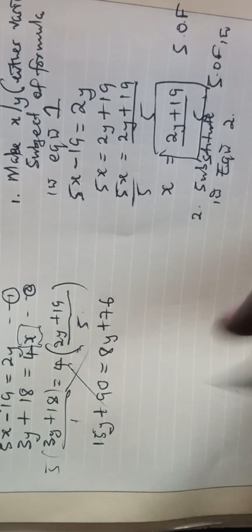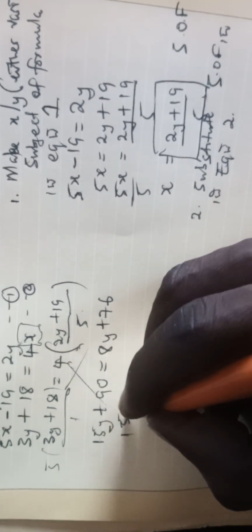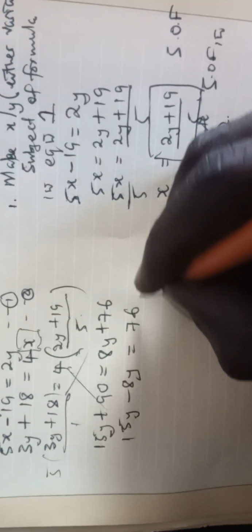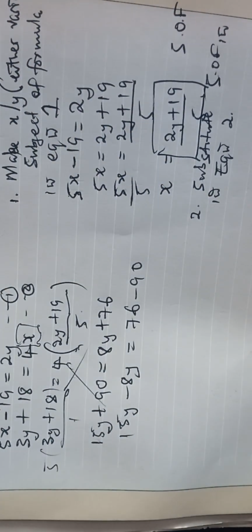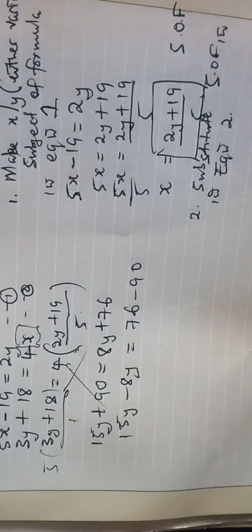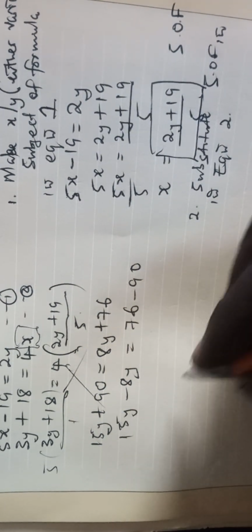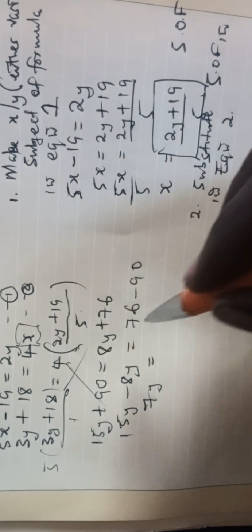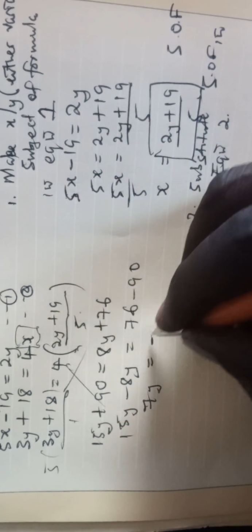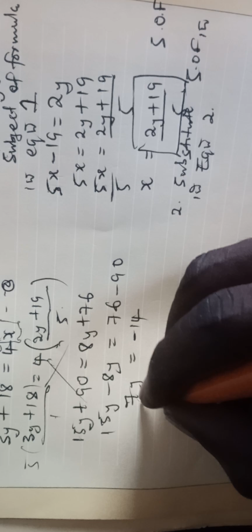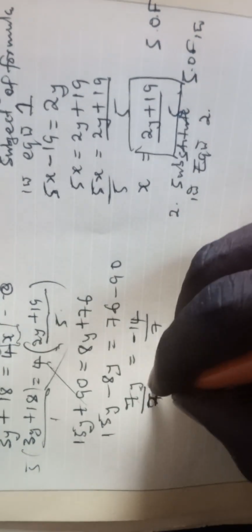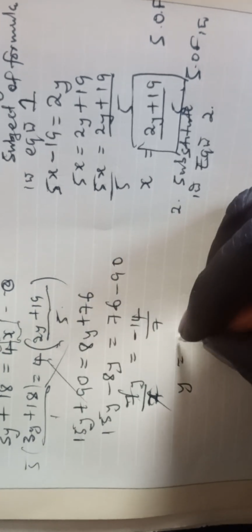And then we group the like terms. So we are going to have 15y minus 8y is equal to 76 minus 90, right? And then if we say 15y minus 8y, we are going to have 7y is equal to 76 minus 90. We are going to have a negative 14. And then divide both sides by 7. The value of y is going to be negative 2.